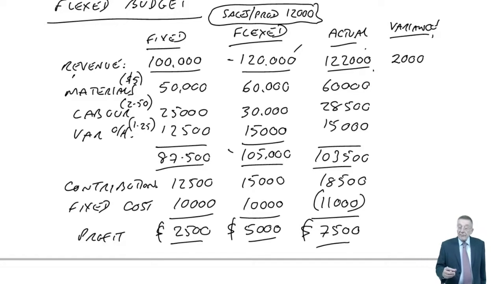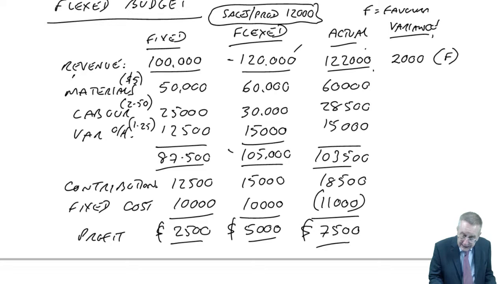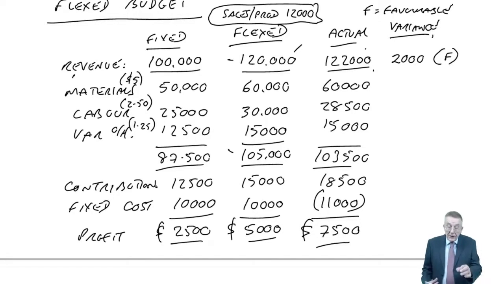And if that difference is going to result in more profit, we say it's favourable, or F for favourable. And here, of course, on its own, more revenue than we expected will end up giving us more profit. What about materials? Well, although at first it looked 60,000, 50,000, he's massively overspent. In fact, he's done a perfect job. Wasn't his decision to produce more, but given we did, he should have spent 60, he did spend 60, no problem.